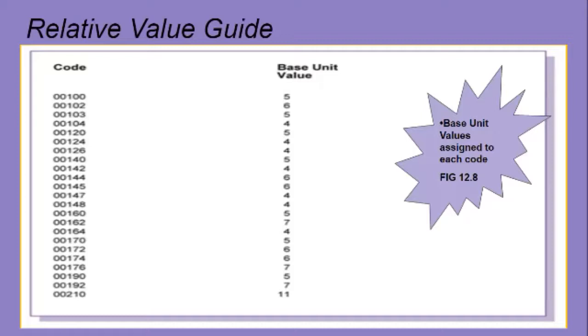Let's look at the highest on this list, which is 00210. 00210 is anesthesia for intracranial procedures not otherwise specified. So that is anesthesia for do anything on the cranium. So when you're talking about the brain and the skull, that's very complex. So hopefully just looking at this guide, you can understand that they're looking at the complexity and they're basing the value unit upon the complexity. And again, you can find this value guide in your textbook. It's figure 12.8.